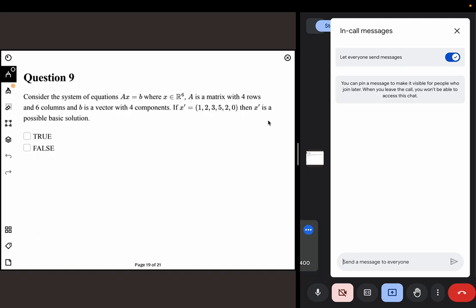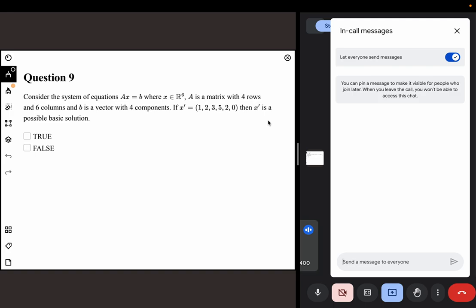Okay, now this is where we discuss how many possible solutions you have. You have a system of equations Ax equal to b. x belongs to R6, which means it's a column vector with 6 rows. A is a matrix with 4 rows and 6 columns, and b is a vector with 4 components. So if x prime is defined as so and so, then x prime is a possible basic solution, or a basic feasible solution. Can I call it that?